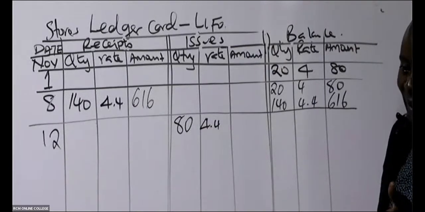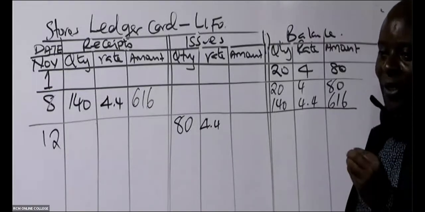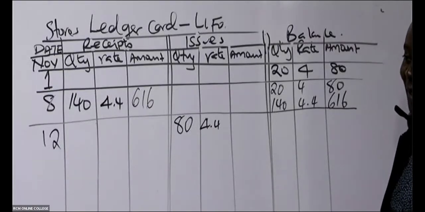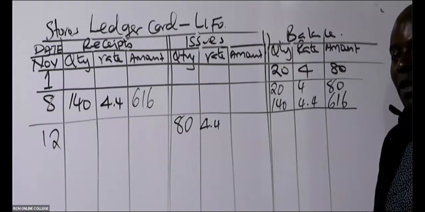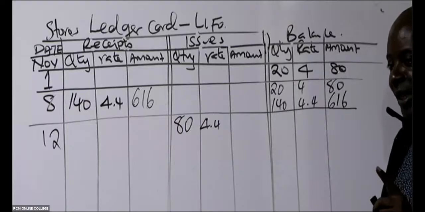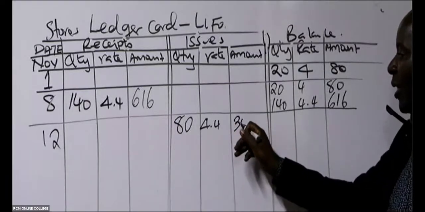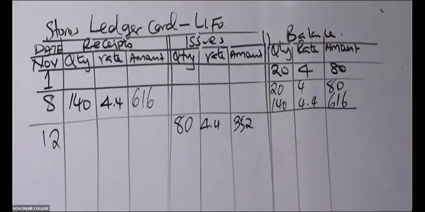Because it's last in, the one that came in latest, the newest batch. According to LIFO, newest first. So then we shall talk of 80 times 4.4. So this will give us what figure? 352, isn't it? Then go ahead and give us our balances.